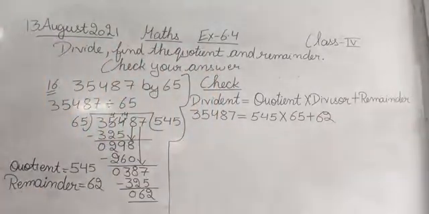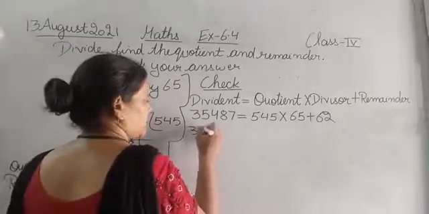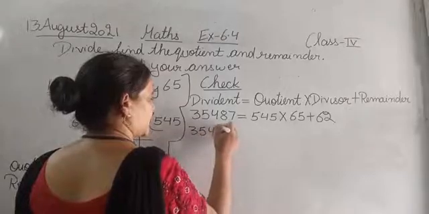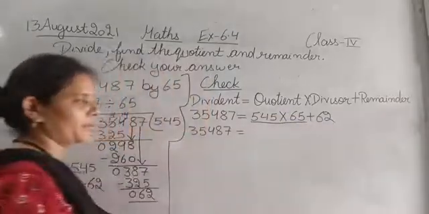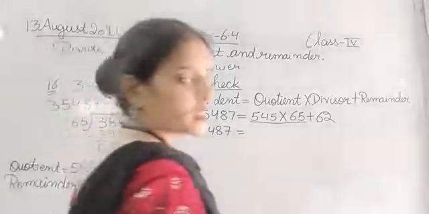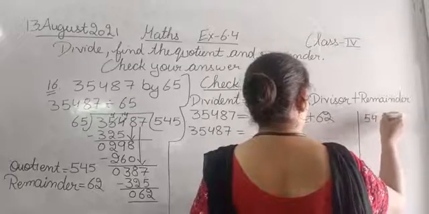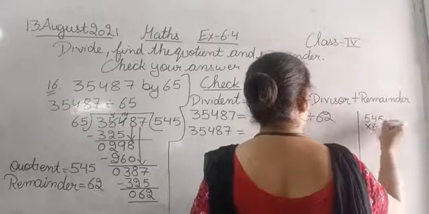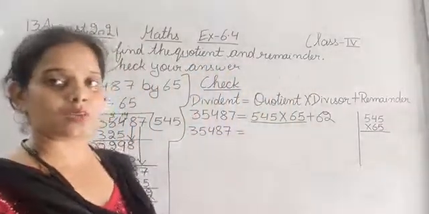Now next what we have to do is simply do the calculation. Dividend will be as it is, 35,487 is equal to, so 545 multiplied by 65. So this will be the first calculation. You can show this calculation as well here. 545 multiplied by 65.